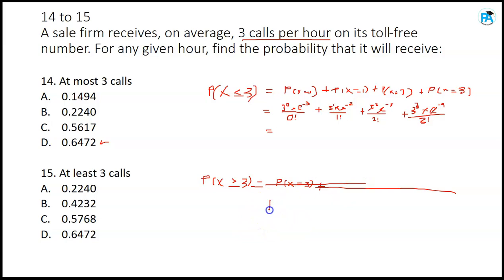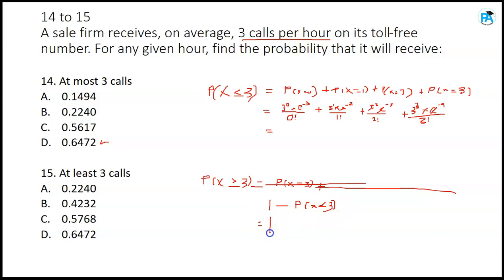So to use the opposite formula, the opposite formula says 1 minus. Now to remember it easily, what is the opposite of greater than or equal to? The opposite of greater than or equal to is less than. The opposite of less than or equal to is greater than. So it should be 1 minus the opposite. Do you get it? So 1 minus probability of x less than 3. Probability of x greater than or equal to 3 should be equal to 1 minus its opposite. Its opposite is x less than 3.